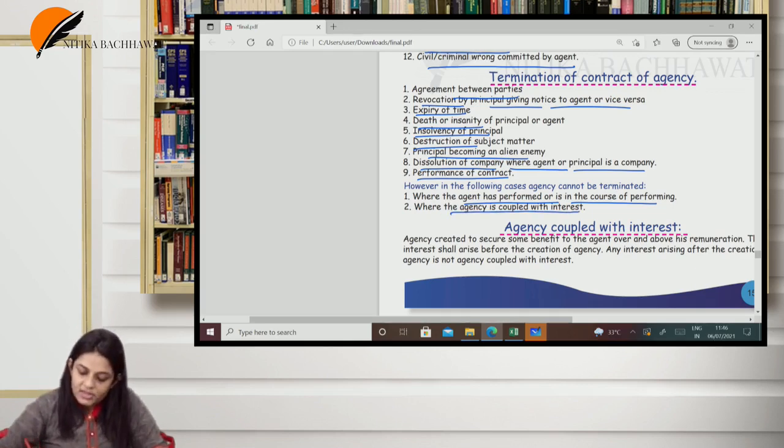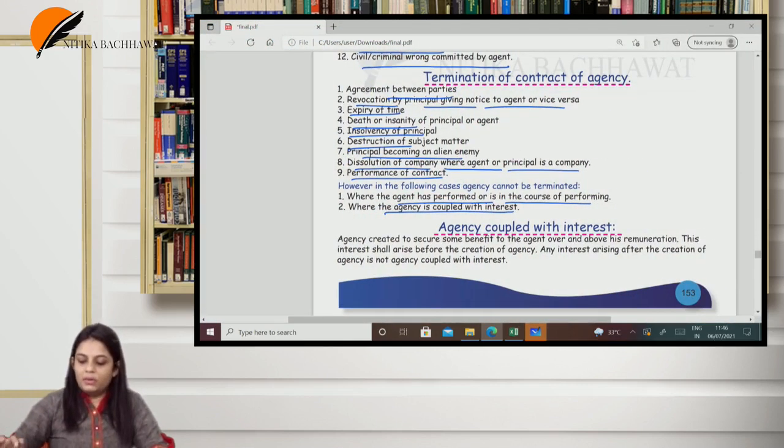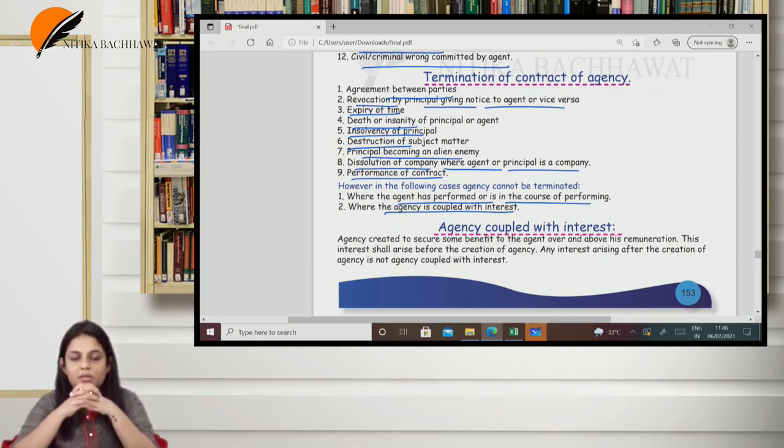Or if the agency is coupled with interest. What is agency coupled with interest? There was an interest of the agent or the principal, and because of this interest, the agency was made.